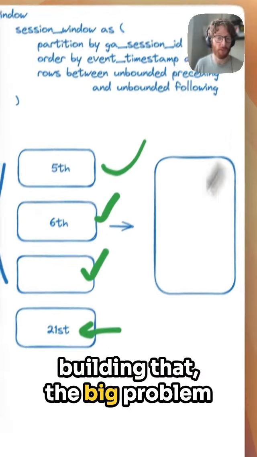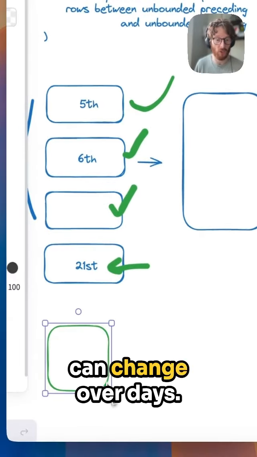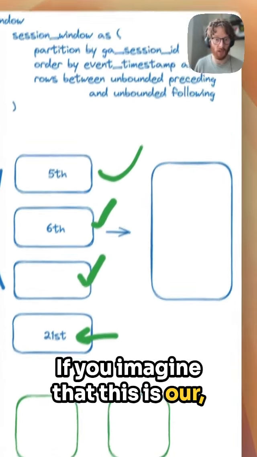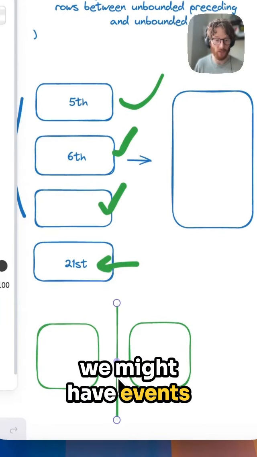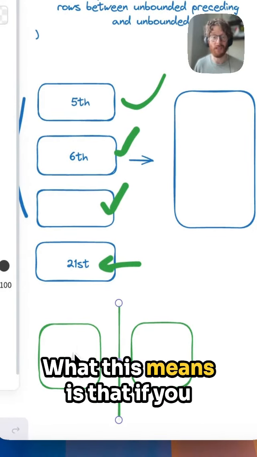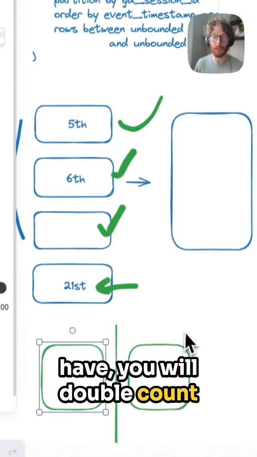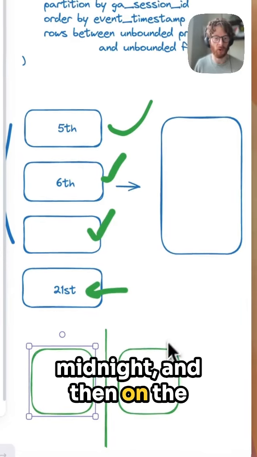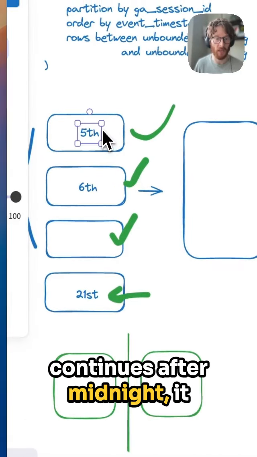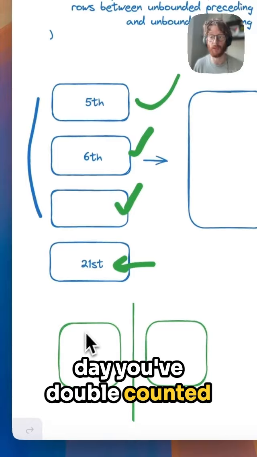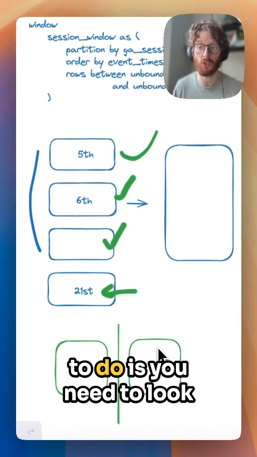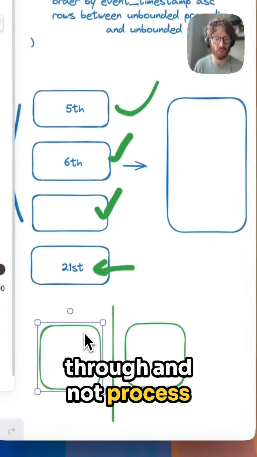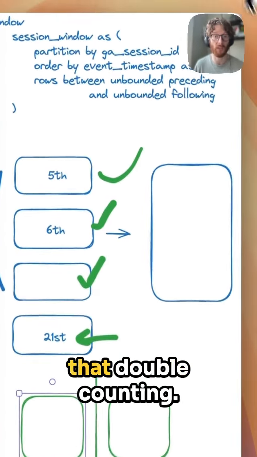When you're building that, the big problem with sessions is that sessions can change over days. If you imagine that this is our midnight boundary, we might have events either side of midnight. What this means is that you will double count the session. If you build the 5th, and this is the session that begins before midnight, and then on the 6th, you have the session that continues after midnight, it will be counted once on each day. You've double counted your session. To avoid this, what you need to do is look through and not process the sessions from the day beforehand in order to avoid that double counting.